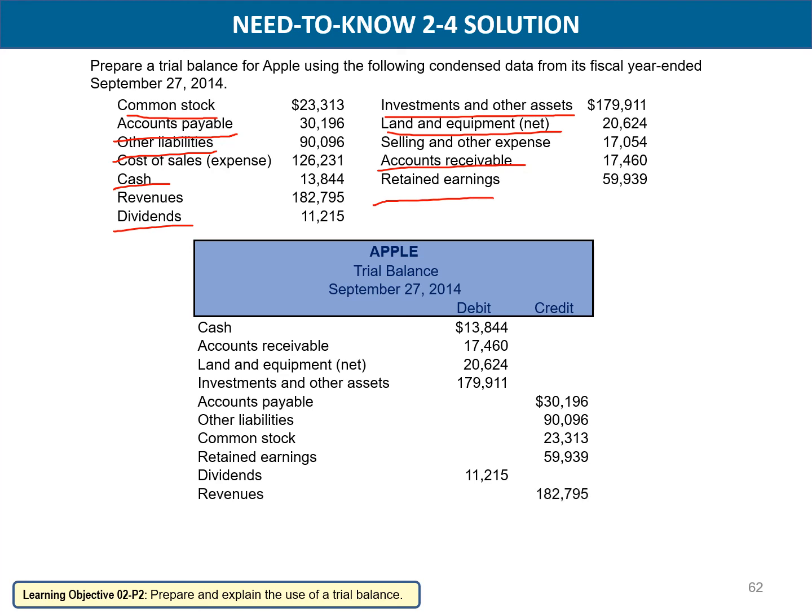So you pull down your revenues. Revenues have a normal balance of a credit. Expenses, cost of sales, normal balance of a debit. Selling and other expense, normal balance of a debit. Then if I sum all of my debits and all of my credits, I should get to the same answer.